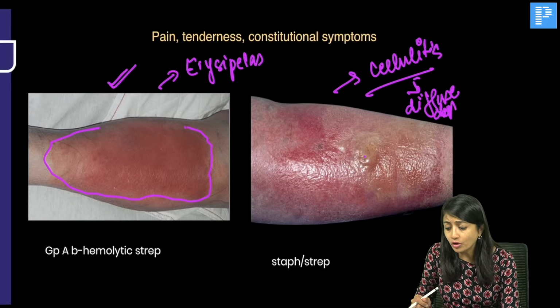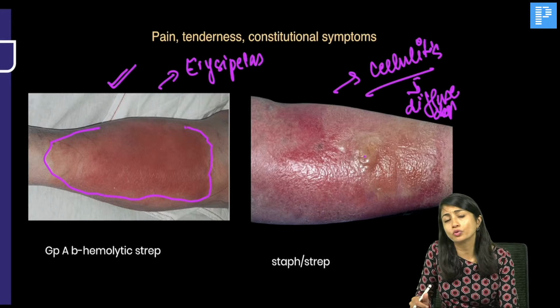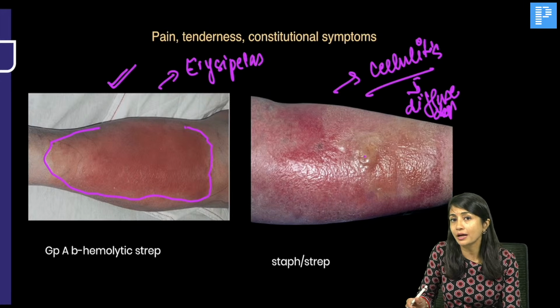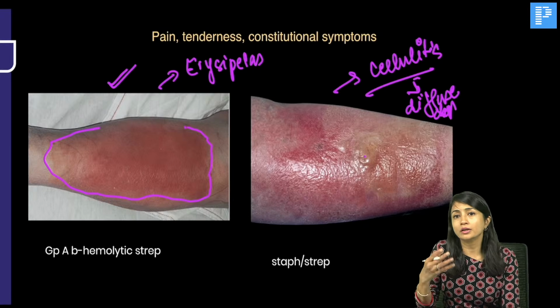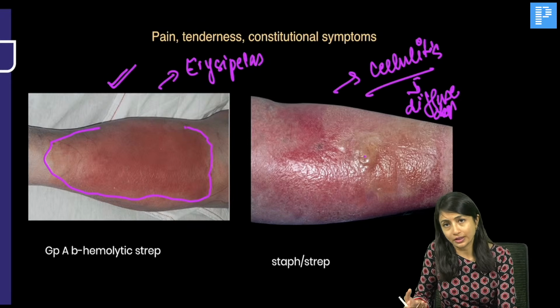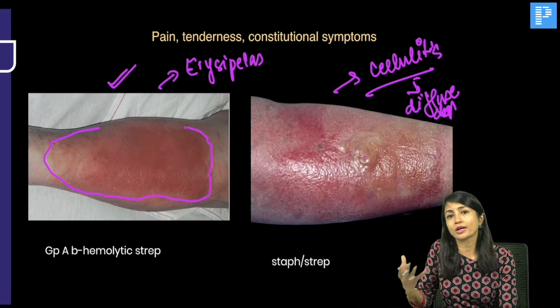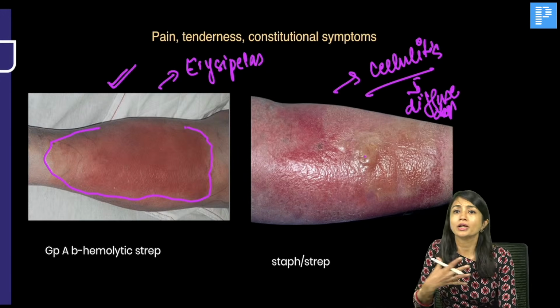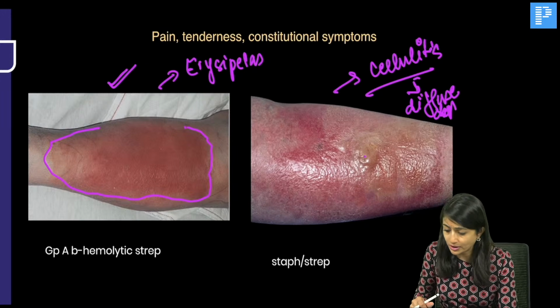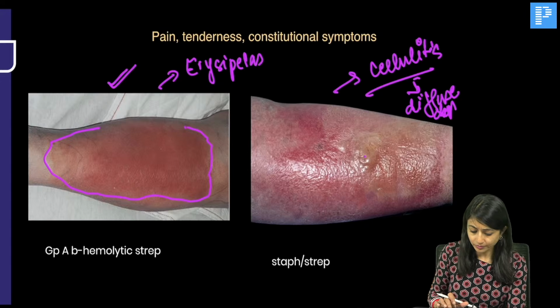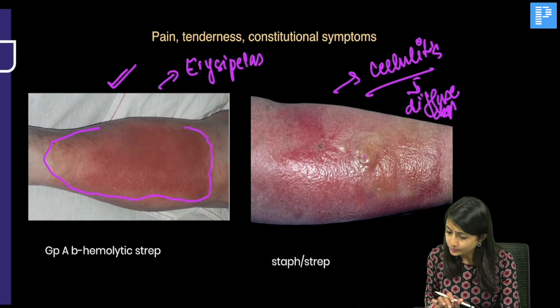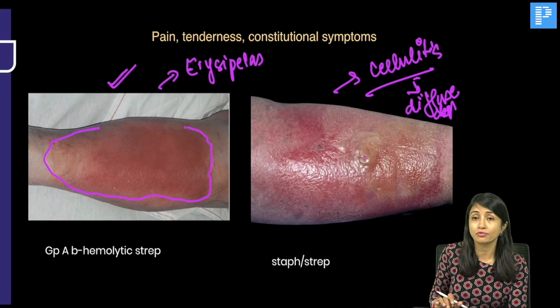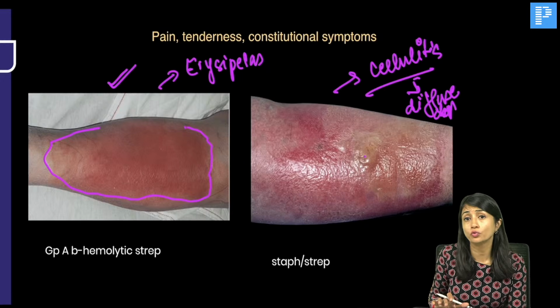Bulla are more common in erysipelas, but bulla can happen in both. Bulla formation is happening because the epidermis is also getting affected. Eventually, the inflammation is affecting both, so you can have bulla in both erysipelas and cellulitis. So that would not be a differentiating feature. The only differentiating feature for you would be well demarcated lesions. Clear?